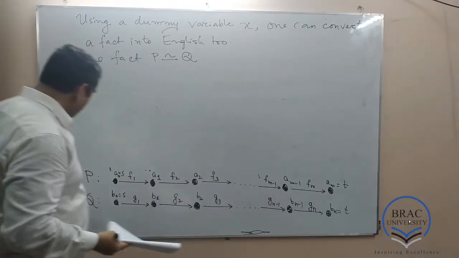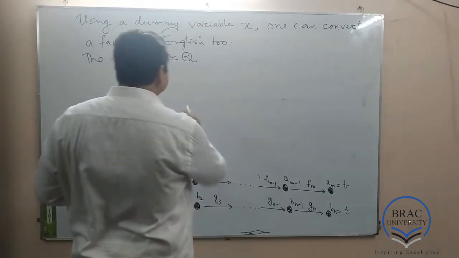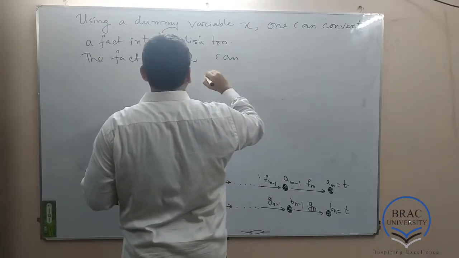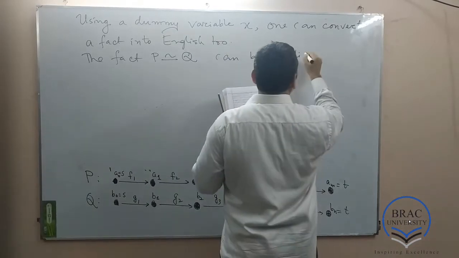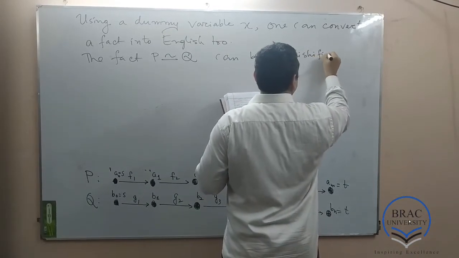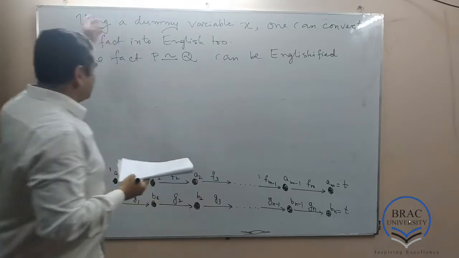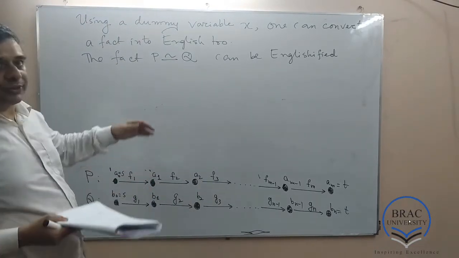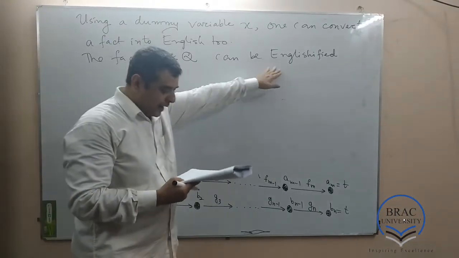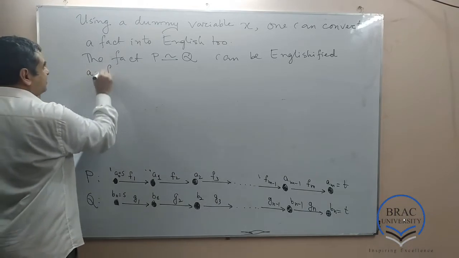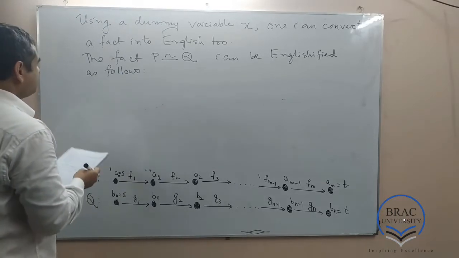From this figure, there are two paths. Path P is equivalent to path Q, and this can be Englishified. So this is a weird word, Englishified, that we encounter in the textbook. Englishified meaning that this diagrammatic notion is converted into English language, and this is what we mean by Englishified, as follows. Okay? This is what we are going to do.